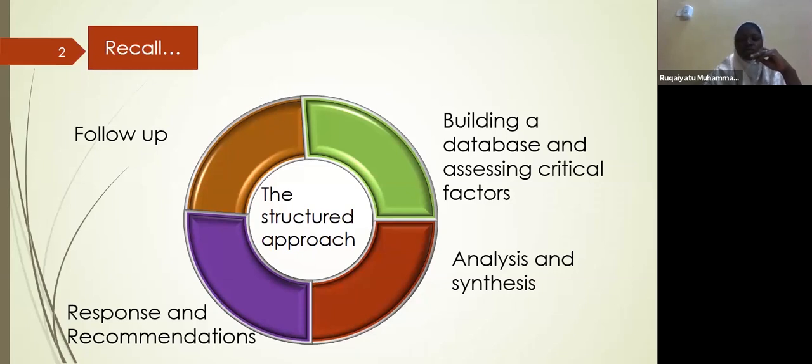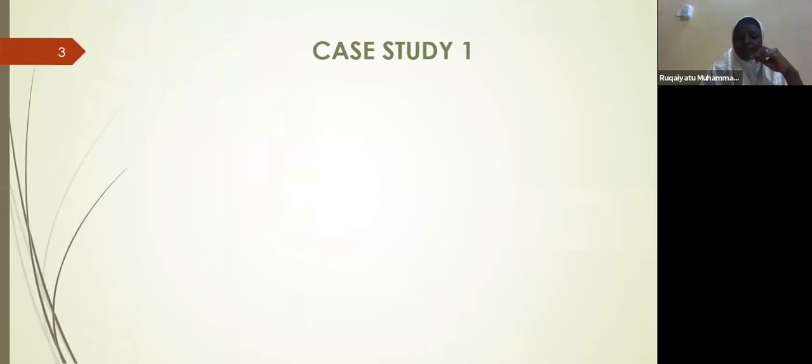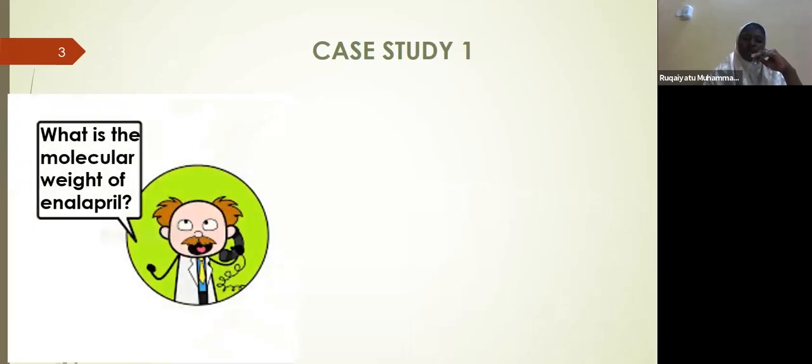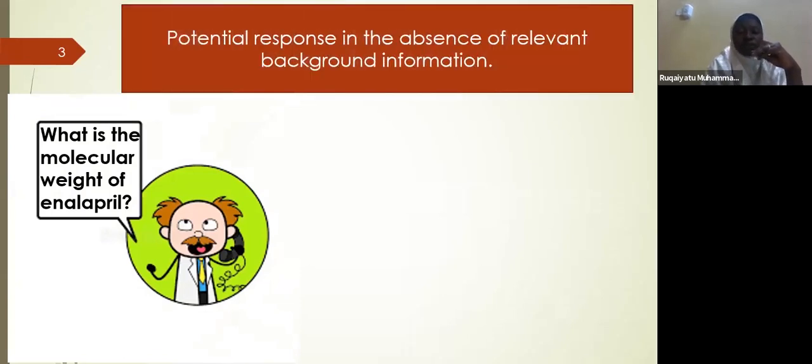So I will now proceed to the case studies properly. Our very first case study, let's assume you are in the drug information unit, and we receive a call from a requester asking the question, what is the molecular weight of enalapril? So of course, if you are going to give a response, like we said, a high quality effective response should not be haphazard, it should not be given prematurely, because this can also jeopardize the outcome of the patient.